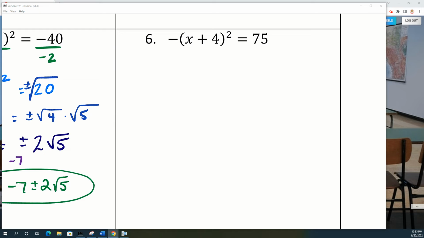All right, so I can't do the square root yet because I have this outside of my parentheses. So how can I get rid of that negative? You just change the signs, you're right. So you can just change the signs, make it a positive and make the 75 a negative. Or some people like to just divide by -1. However you want to do it, it's fine. What's inside doesn't change, but that negative cancels out. And you're left with x plus 4 squared equals -75. All right, so you guys finish this one on your own, please.